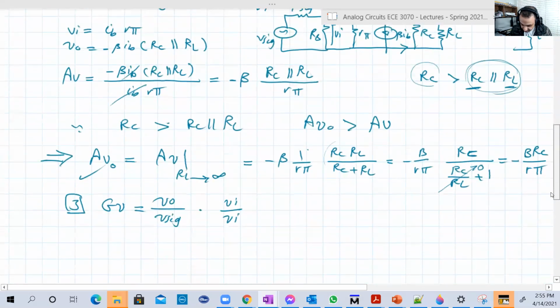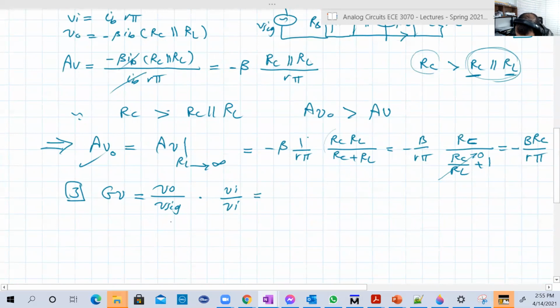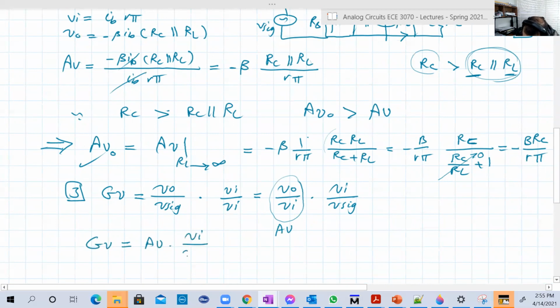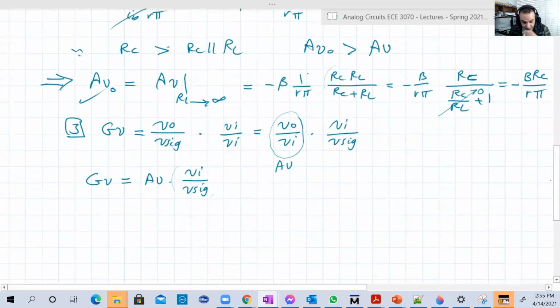We're going to say Vo over Vi times Vi over V signal. And what is this? This is basically Av, right? So Gv equals Av times Vi over V signal. We know Av. We just need to get Vi over V signal.